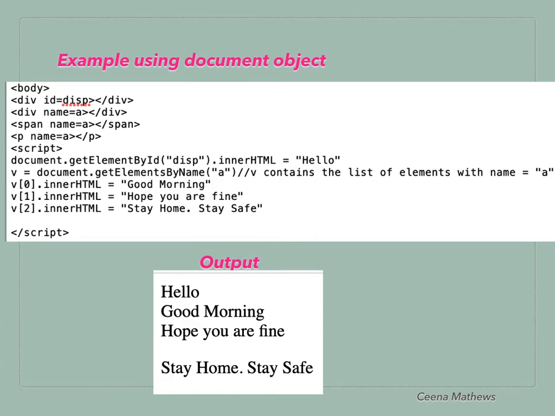V of 0 represents the first element with name A, that is in this case the div. The second element, with index 1, is the span, and V of 2 here represents P, the paragraph. And in all the three cases I am printing a message on the document. So in all the three cases I am using the property innerHTML for that purpose. And you can see the messages printed on the output.